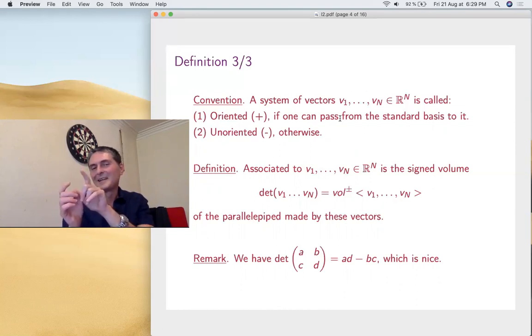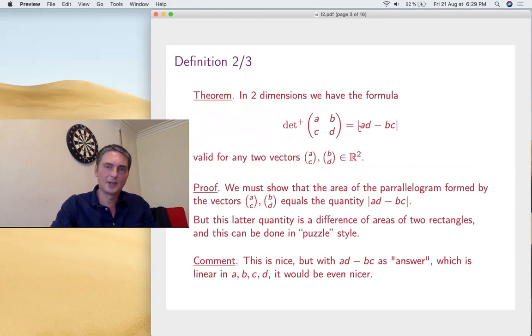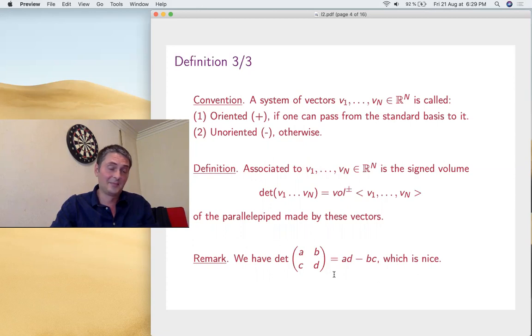And it's negative when it's the other way around. That's the first vector, that's the second one, but it's not like the standard basis. So this means that the formula is exactly the one before. Let's go back to it, but we have to remove the absolute value. So this is very nice because it's linear at some point A, B, C, D. So that's the good definition of the determinant. It's the signed volume of the parallelepiped made by the vectors.